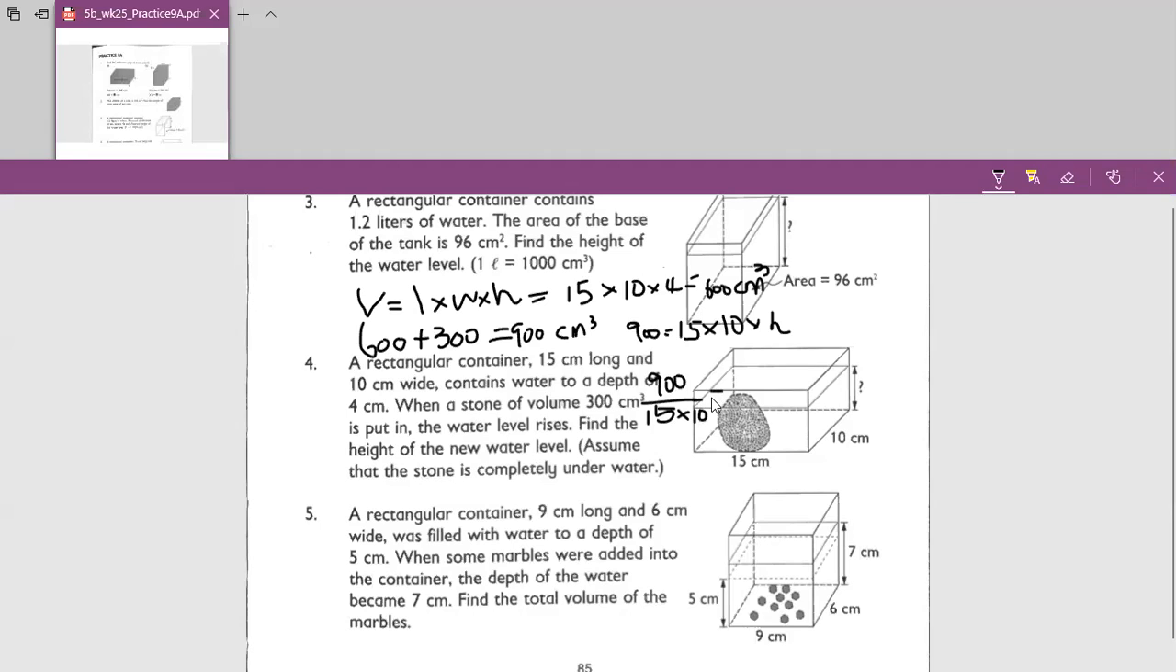Please do the calculation and you can figure out the height and type your answer in the group chat, please. Is it 900 divided by 15 times 10? Yes. Very good. I see someone already got the answer and sent it privately to me. Okay, very good. All right, so the answer, this is 900 divided by 150. The answer would be 6 centimeters, okay? 6 centimeters. This is the new height right now.